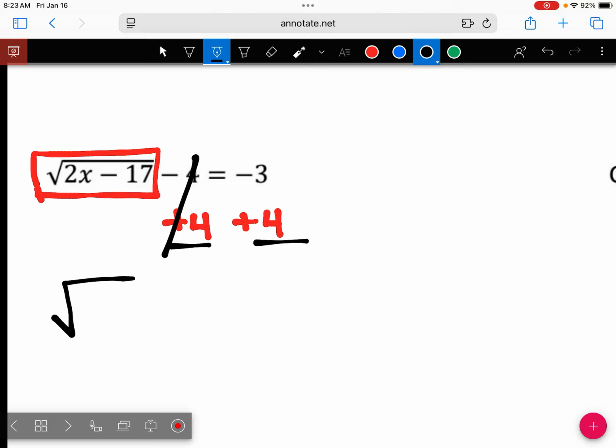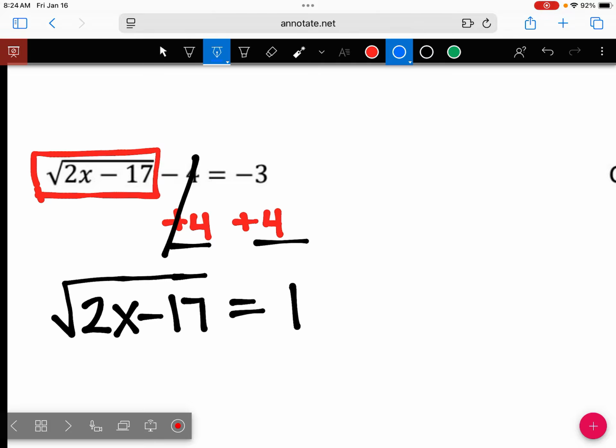So what that gives me is the square root of 2x minus 17 equals, and go ahead and see what you get when you take negative 3 plus 4. Negative 3 plus 4 is the same as 4 minus 3. And 4 minus 3 is 1. Now it's by itself. Now that it's alone, we can raise the roof. And I'm going to do that by taking both sides to the index, which is 2.